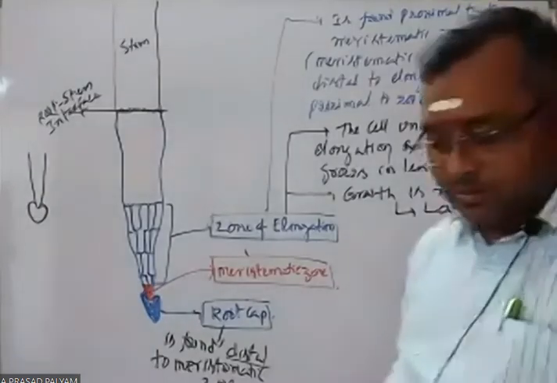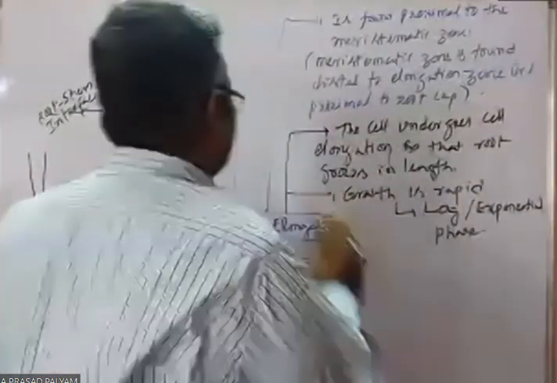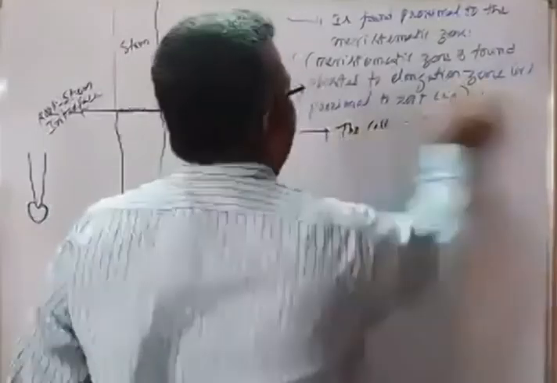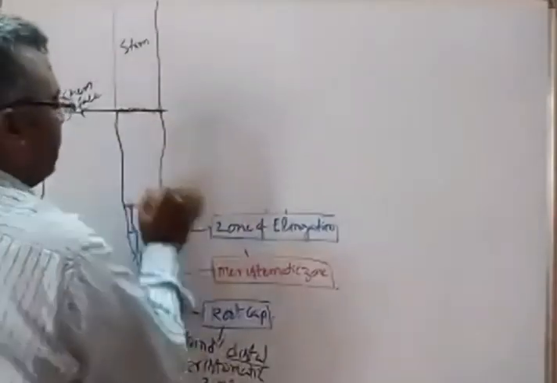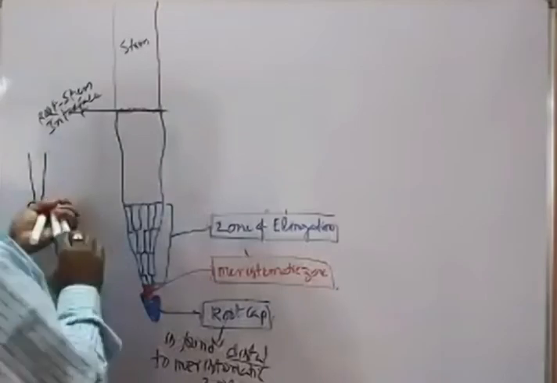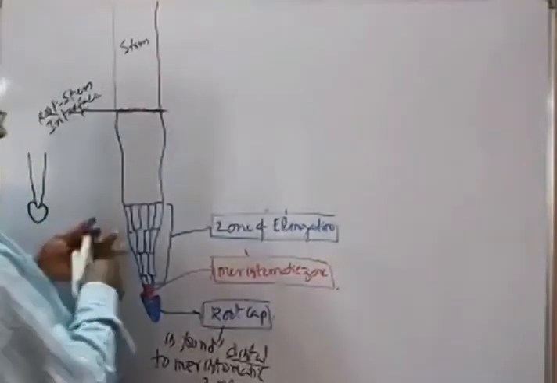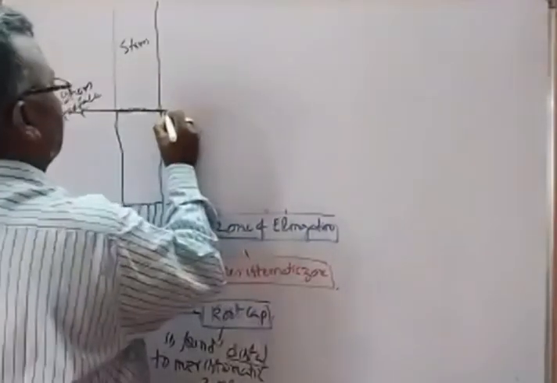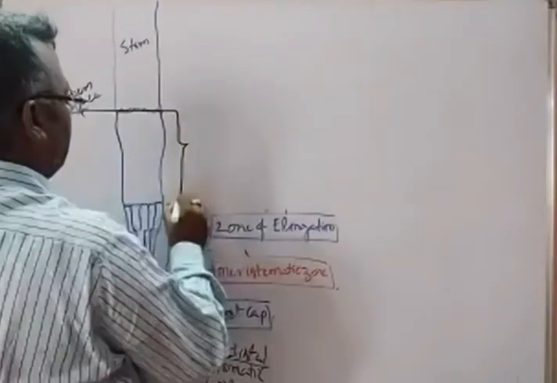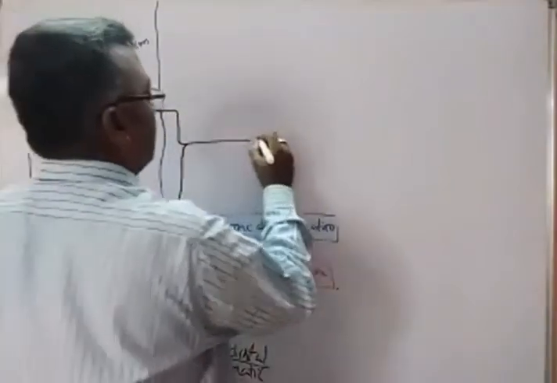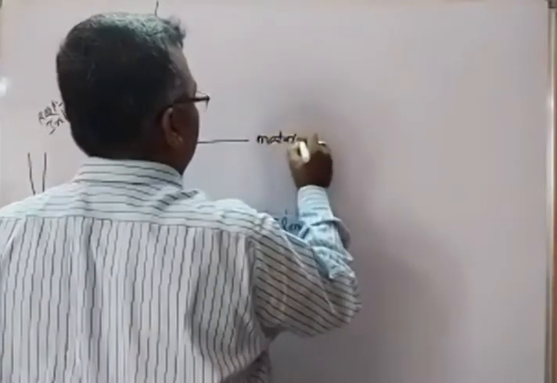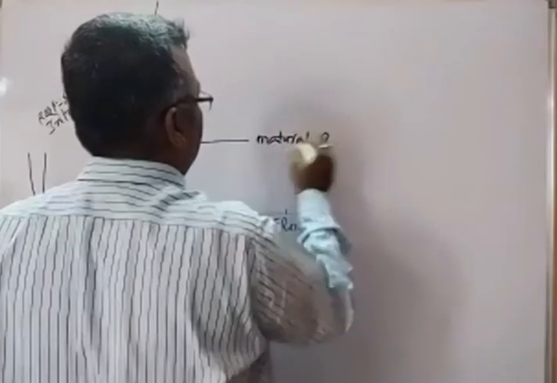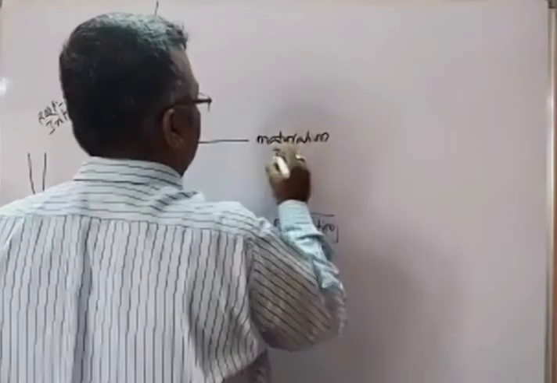Okay. Now, let us go to the next step. Proximal to the elongation zone is the maturation zone. Now, this is all maturation zone. Please listen to me here.